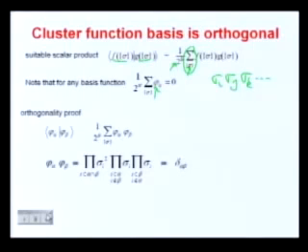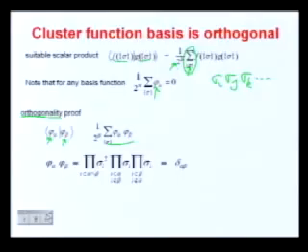prove that the functions are orthogonal. So if you dot the two basis functions into each other, you're essentially summing their product. Okay. So let's say we have a cluster alpha and a cluster beta. You know, maybe this is the cluster alpha, and maybe this is the cluster beta.